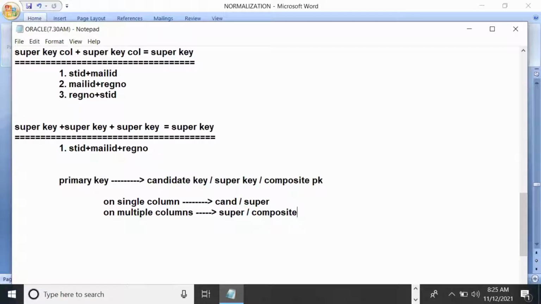So these are the definitions of a super key, candidate key, primary key, and composite primary key. All are the same. Don't get confused here. These are all primary key only. Now, with this information, come out and see.